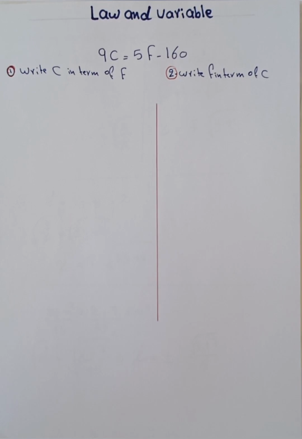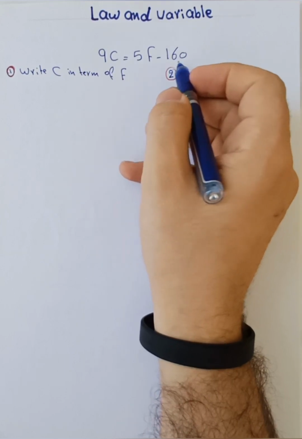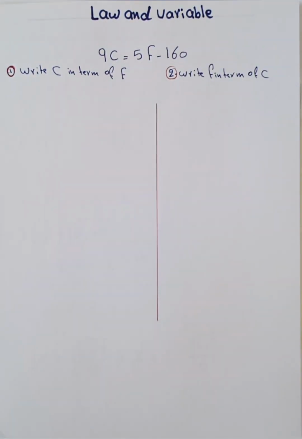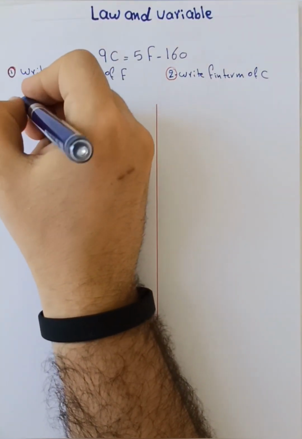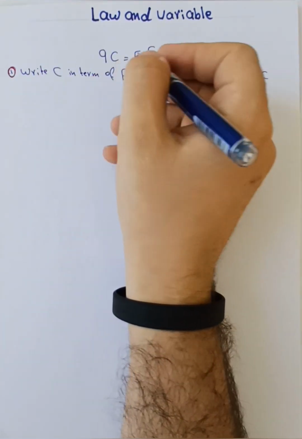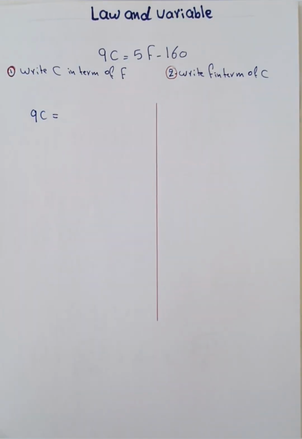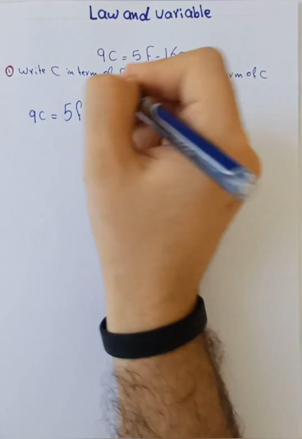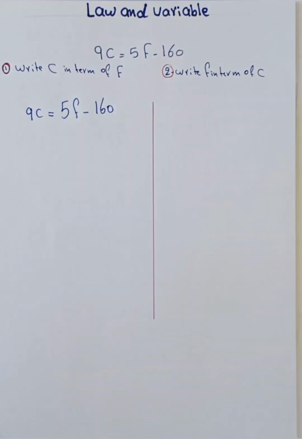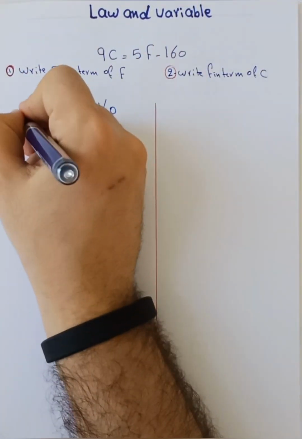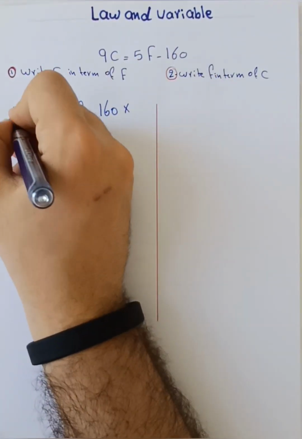After that, the last part of this lesson, we have this equation 9c equal to 5f minus 160. How to write this equation c in terms of f. So we have 9c equal to 5f minus 160. First step, we can multiply both sides by 1 out of 9.